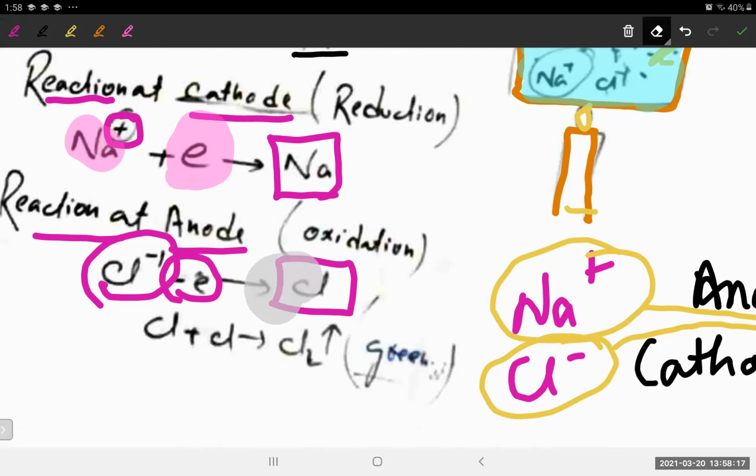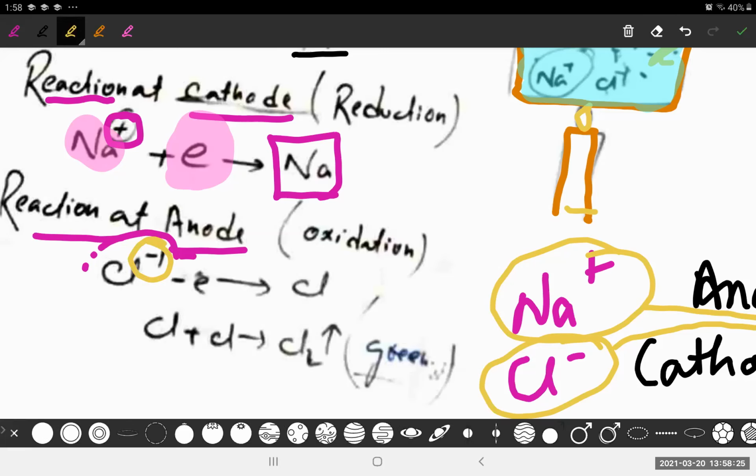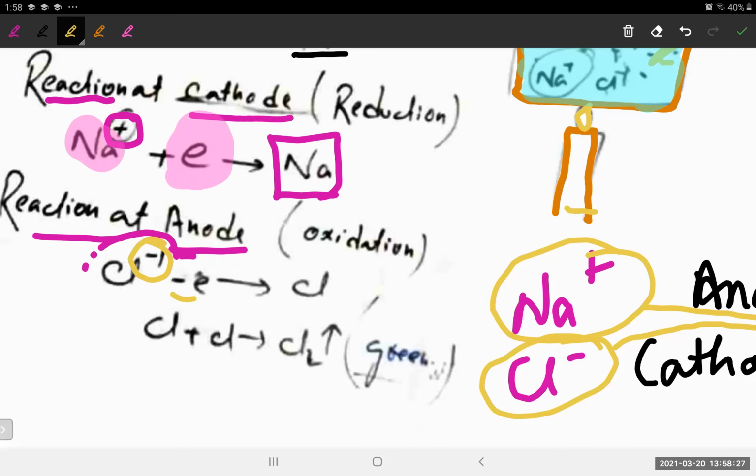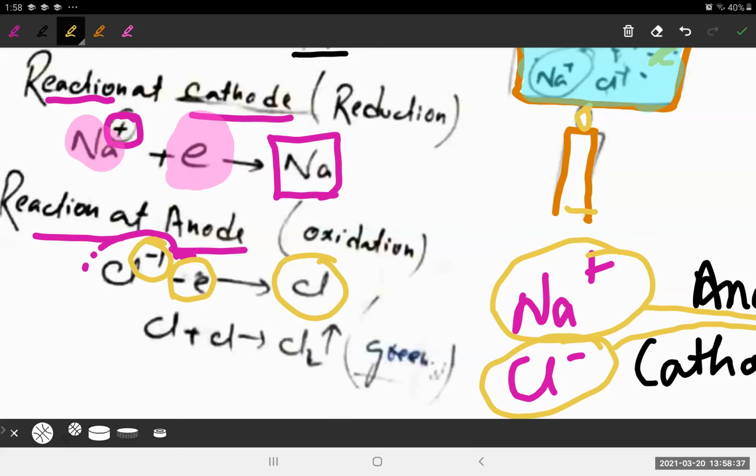What will happen in this? An excess of what is there? An excess of -1 charge is there, an excess of one negative charge. To neutralize that, we just subtract the negative charge, we just subtract the electron, and then we'll get this. Now you all know that chlorine cannot be in this form in free state.